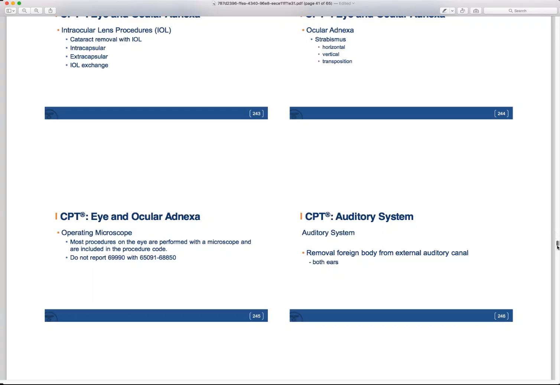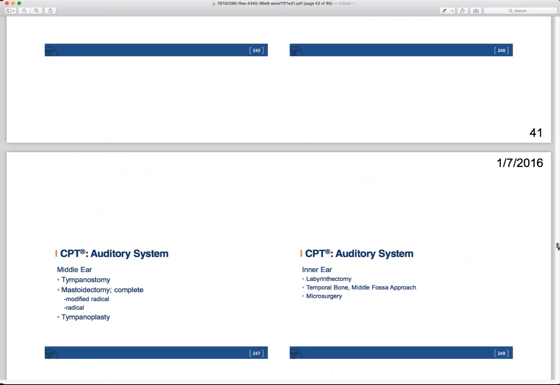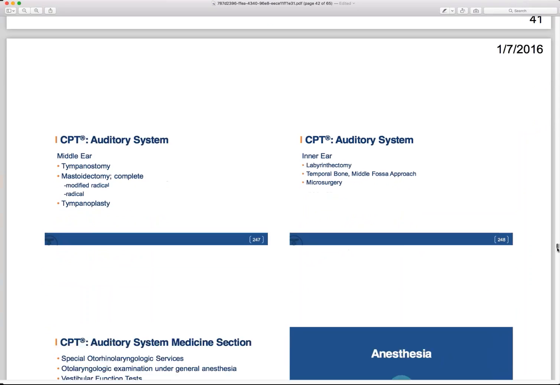When you think about the auditory system, of course, it's talking about your ear, so you may have to code foreign body removal from the ear. Usually takes place in the middle ear, and that's why I want you to make sure you understand how that's composed. Here it tells you about the middle ear and the different types of procedures in the middle ear, and then the inner ear. But usually they ask from the middle ear.